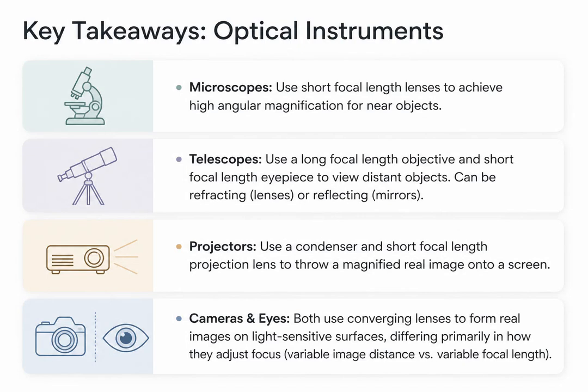To wrap up our extensive look at optical instruments, let's review the key takeaways. Microscopes utilize short focal length lenses to magnify near objects. Telescopes combine a long focal length objective with a short focal length eyepiece to view distant objects, using either lenses or mirrors. Projectors use an illumination system and a projection lens to create large, real images on a screen. Finally, cameras and human eyes operate on the same fundamental principles of focusing light onto a sensitive surface, though they solve the problem of focusing in beautifully different ways.